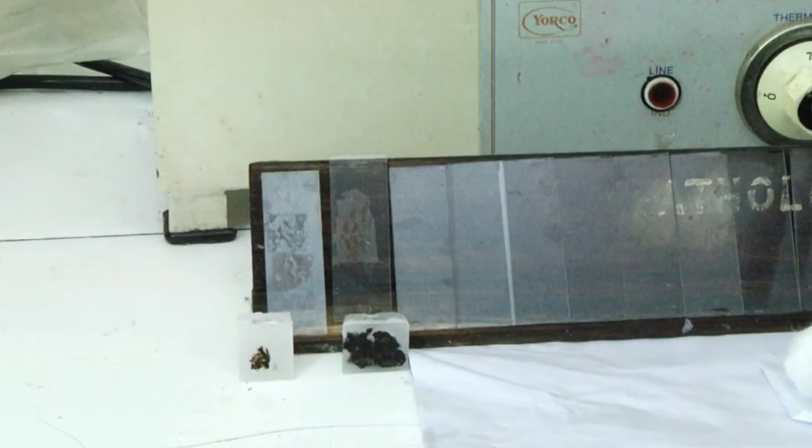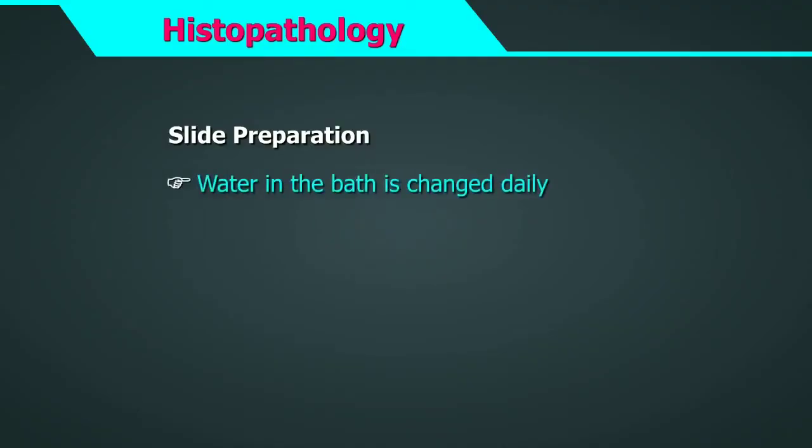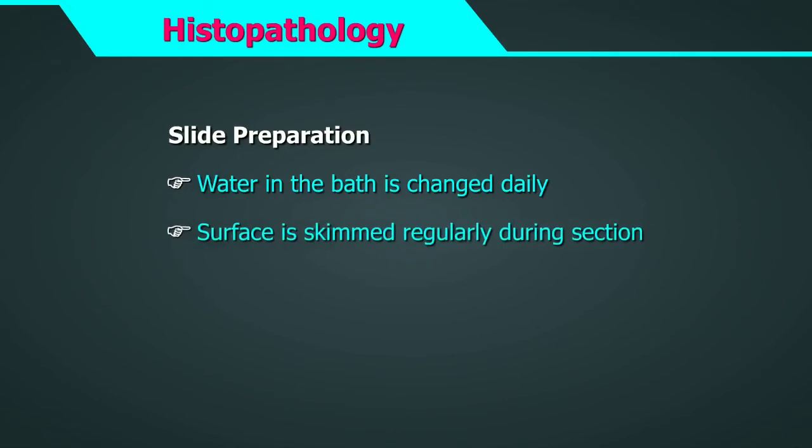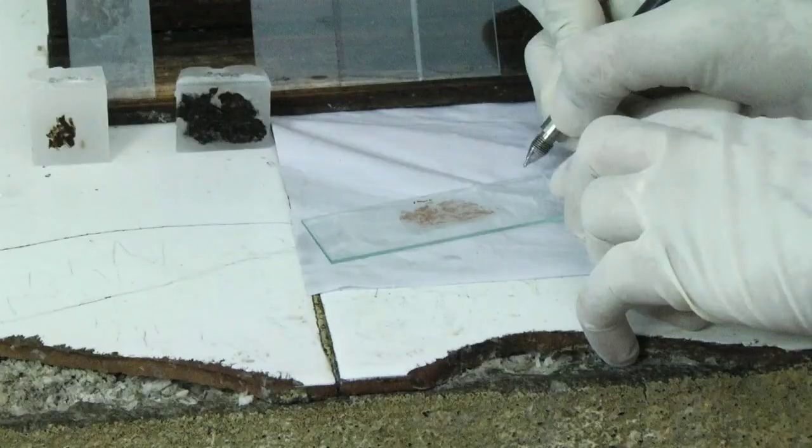If slide warmers are not available, the slides are kept in inclined positions to drain off water and allowed to dry at room temperature. The water in the bath should be changed daily and the surface should be skimmed regularly during section cutting to avoid floaters. Labeling is an important step and must be done with great care and clearly with a diamond pencil.